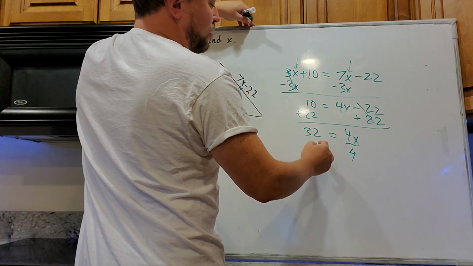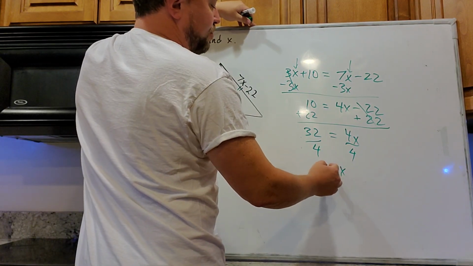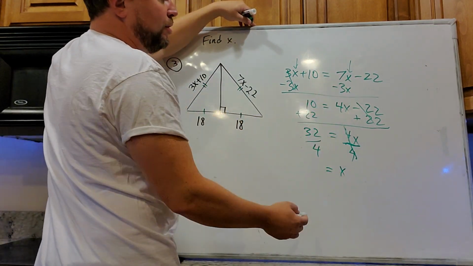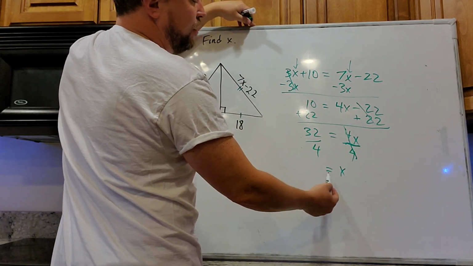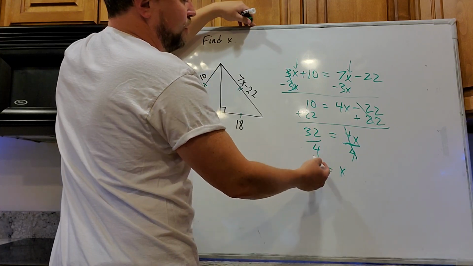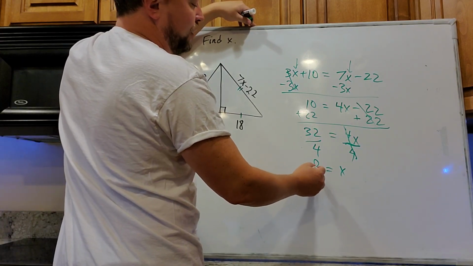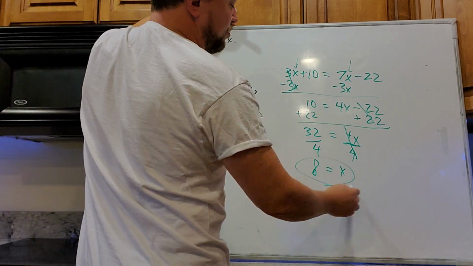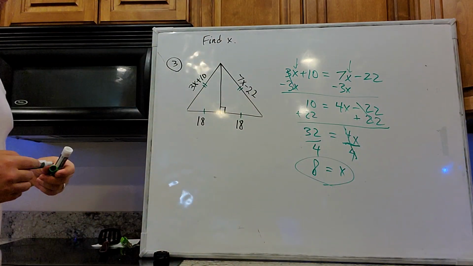And then as a last step here, we're going to do some division. We divide by 4 to get rid of the 4 in front of the x. So now the x is finally by itself, and 32 divided by 4 gives me 8. So when they said find x, I'm done on this one. I can see my x is 8.